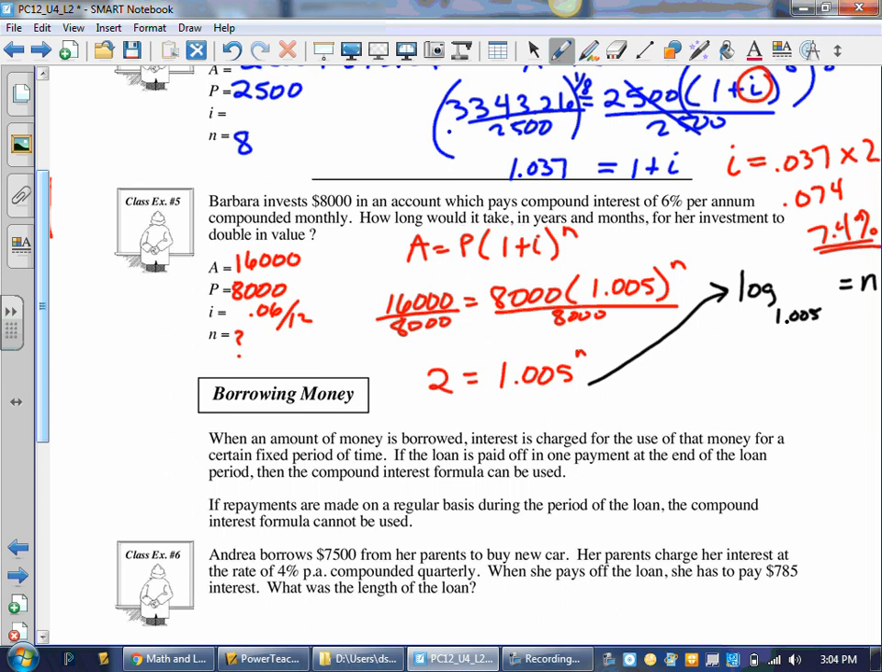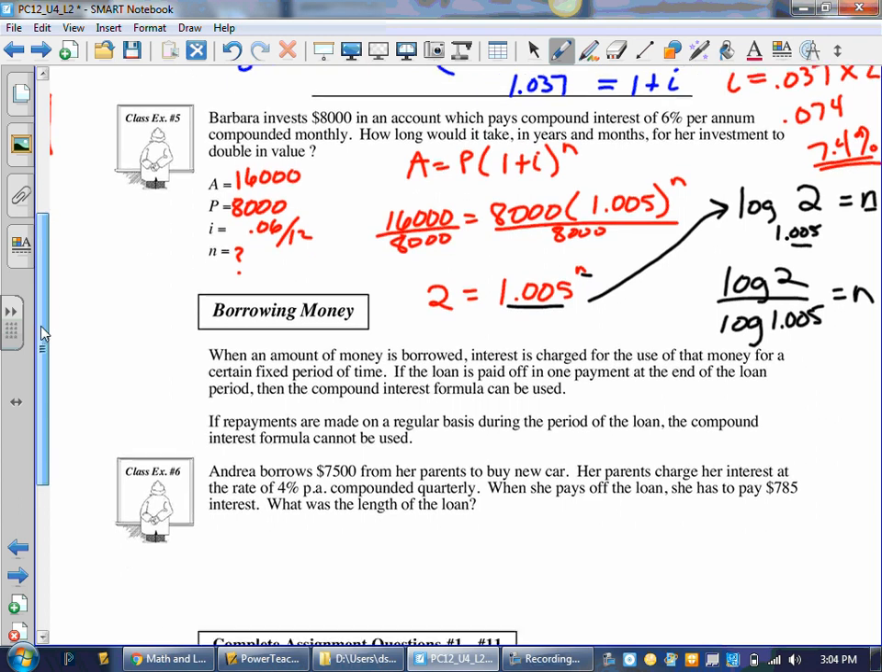And the 2 is the argument. So we have base to the exponent equals the other stuff, which is what I have here. Base to the exponent equals the argument. So now you just type in log. If you have a base function on your calculator, you can type that in: log base 1.005 of 2. Or if you don't have that function on your calculator, you can do this. And you can find out what n is. n is going to be 139 when you're all said and done.